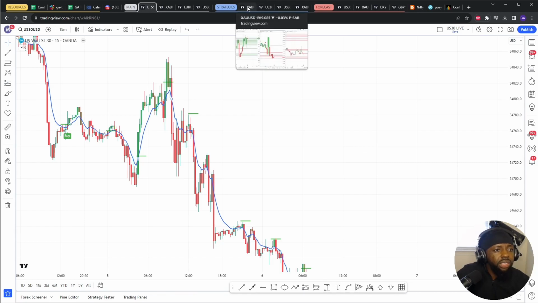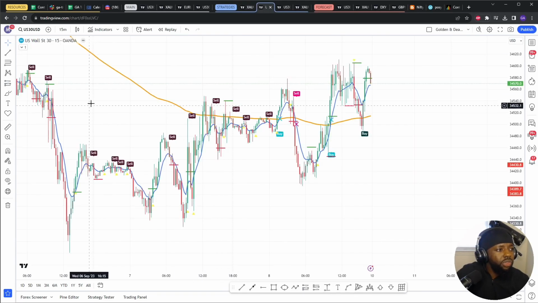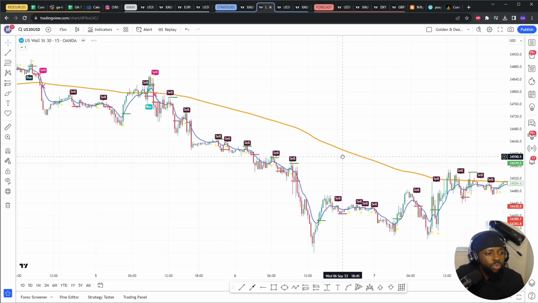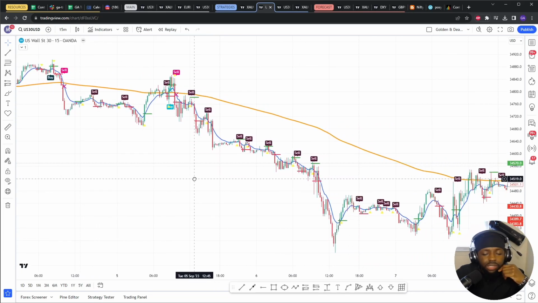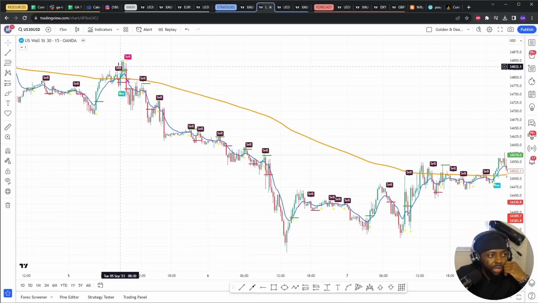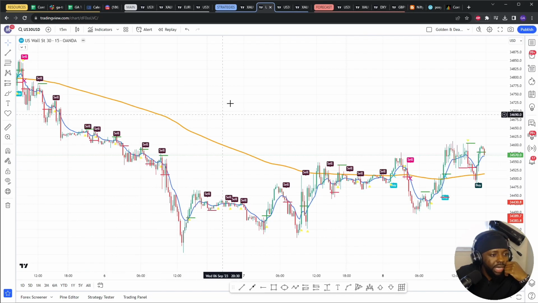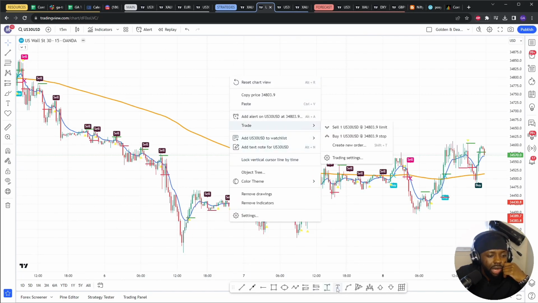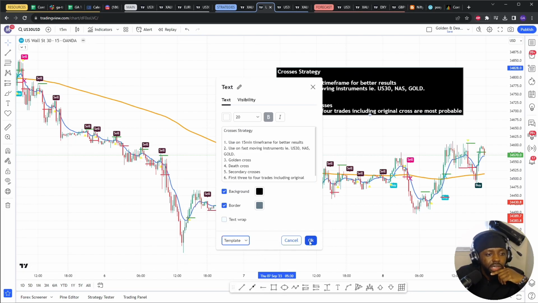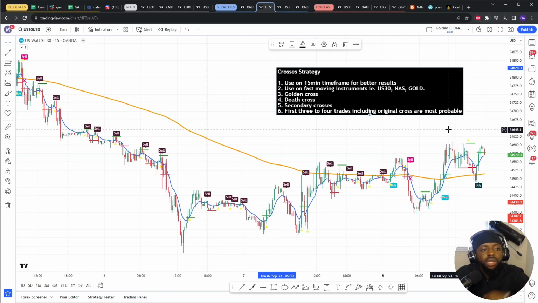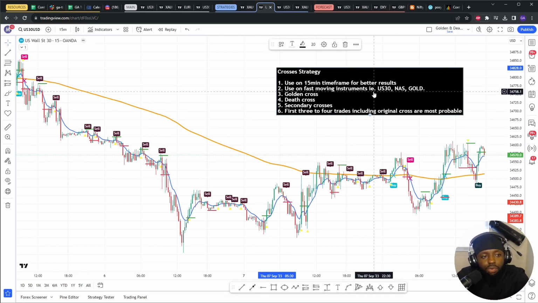The other indicators we have, this is the crosses indicator. So this is one of our highly profitable indicators. It looks for crosses in a fast moving MA or EMA and a slow moving EMA, and also checks for, again, rejections. So you can see, for example, here, and again, for this particular one, let me see, I think I have the strategies or how to use this. So if we go here and look at the crosses indicator, crosses strategy, use on 15-minute time frame and higher for better results.